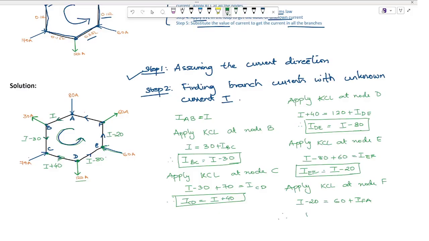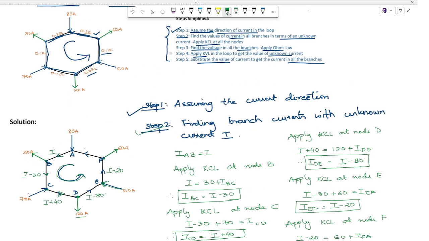So therefore, I can write IFA is equals to I minus 80. Okay. So now with this, we complete step 2, where we are finding all the branch currents with an unknown current I. Now let's go and check what we have. Step number 3 says that find the voltage in all the branches by applying Ohm's law.